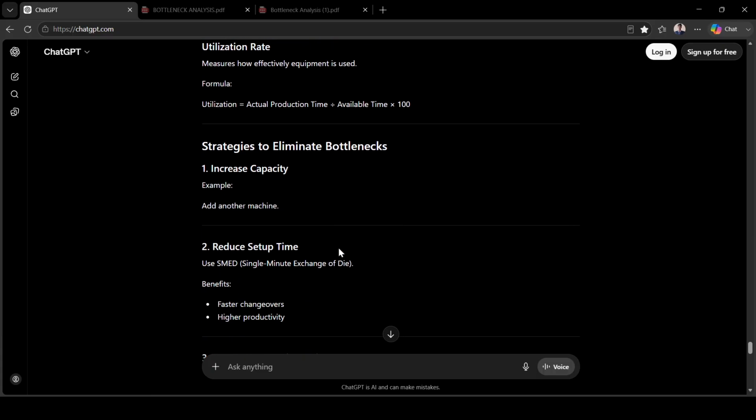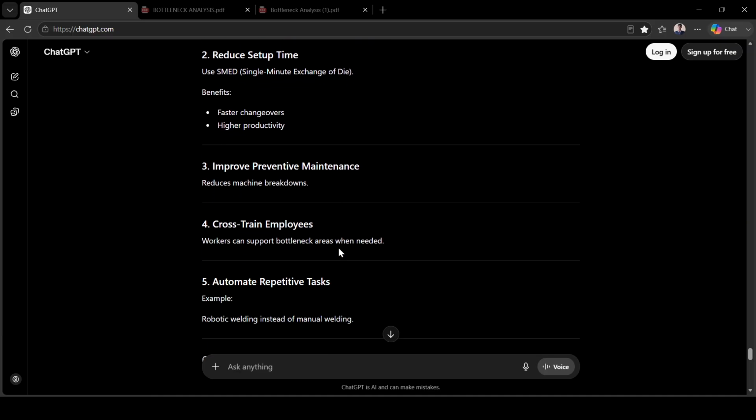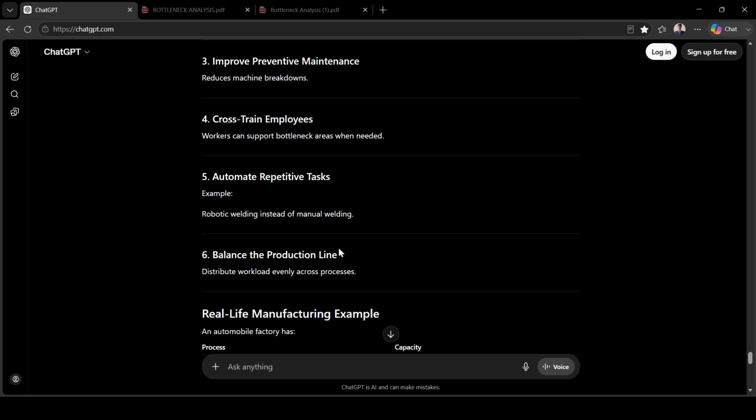Then strategies to eliminate bottlenecks. First strategy is to increase capacity, for example add another machine. Second, reduce setup time using SMED, single minute exchange of die, for faster changeover and higher productivity. Third, improve preventive maintenance to reduce machine breakdown. Cross-train employees so workers can support the bottleneck area when needed. Automate repetitive tasks, for example robotic welding instead of manual welding.